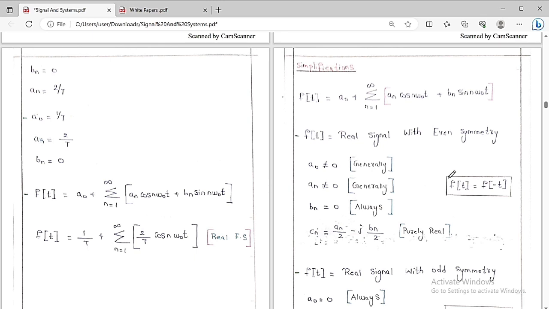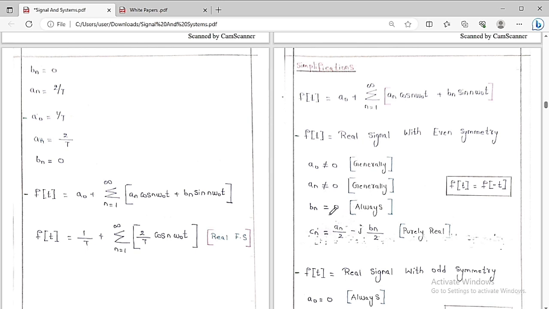See, I have already told you a naught is nothing but 1 by T integration over the period T of f(t) dt. As f(t) is an even signal, definitely we are going to get some finite value. So we can say it is not equal to 0 generally. Similarly, a n is nothing but 2 by T integration over the period T of f(t) cos n omega naught t dt. Here f(t) is an even signal and cos is also an even signal. So the multiplication of two even signals gives again an even signal. If you do the integration over one time period, for an even signal again you are going to get some finite value. So this is also not equal to 0 generally.